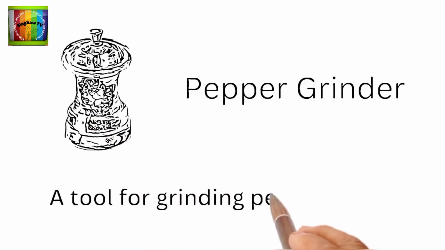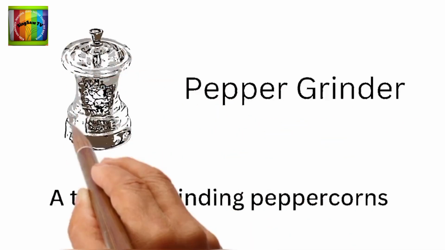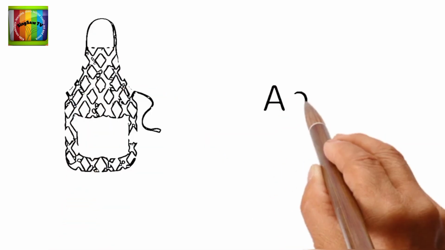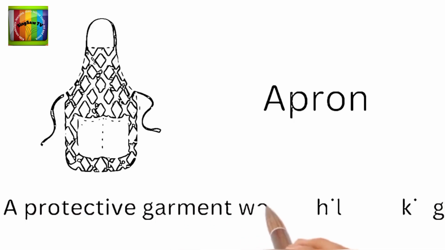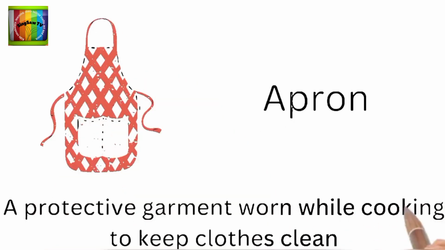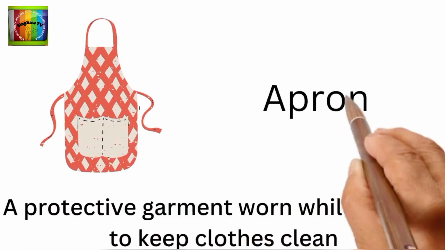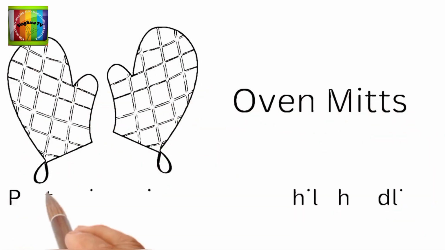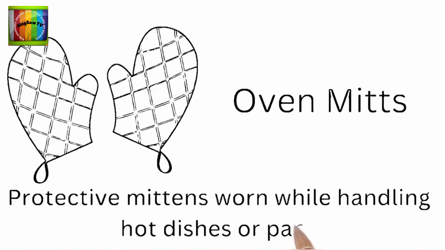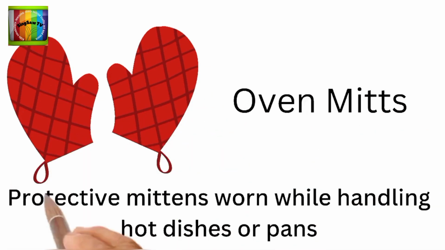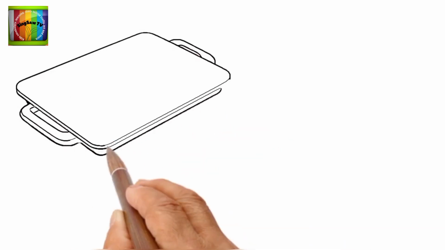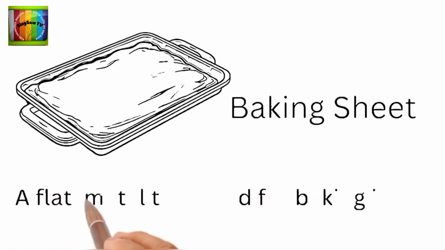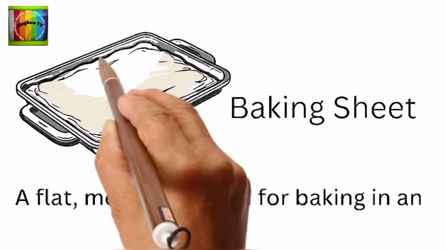Pepper grinder. A tool for grinding peppercorns. Apron. A protective garment worn while cooking to keep clothes clean. Oven mitts. Protective mittens worn while handling hot dishes or pans. Baking sheet. A flat, metal tray used for baking in an oven.